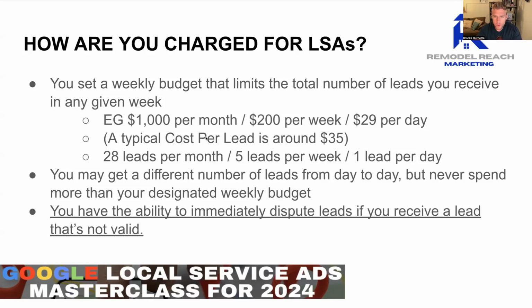Now, a typical cost per lead is around $35 per lead. So you're going to spend on average, generally, and this is very general, just for our example here, around $35 per lead. Every time someone calls and they're a good lead, we'll get to that in a second, Google will charge you around $35. What that could look like is 28 leads per month, 5 leads per week, and maybe one lead per day, somewhere around there. That's just the general breakdown of how Google wants to meet that requirement.